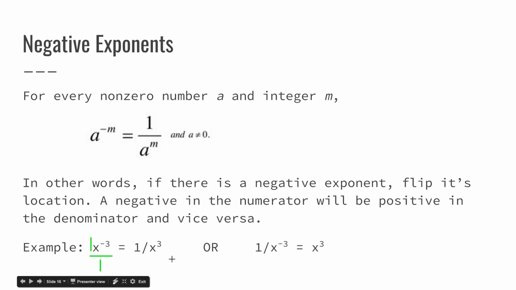I also gave you the flip option. So x to the negative third is already on the bottom. So to make it positive, we just bring it up top. And then again, if you want that 1 in front, go for it, but it's not actually necessary. But there's nothing left on the bottom anymore because the x to the negative third got moved up to become positive.